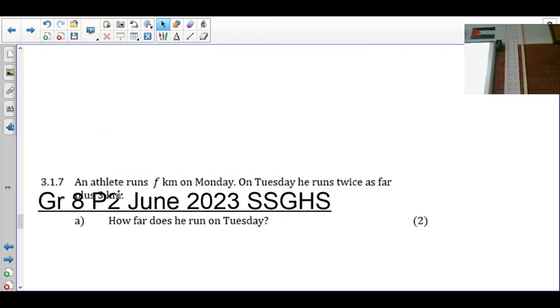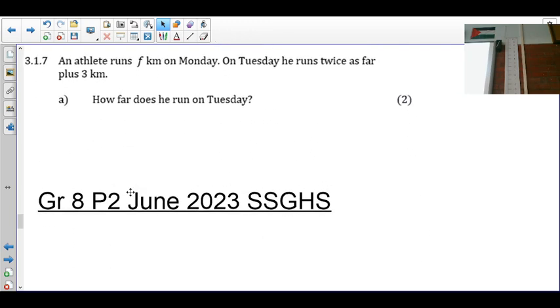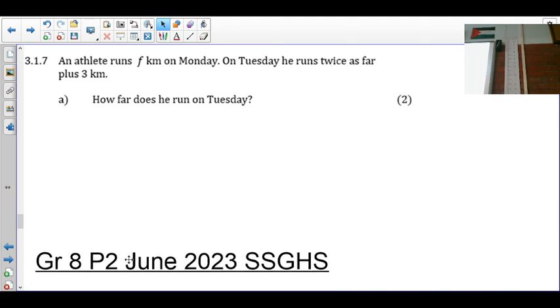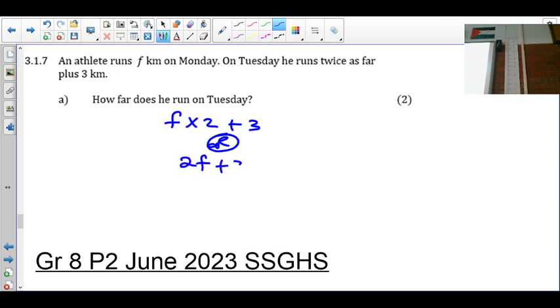The next one, 3.1.7. An athlete runs F kilometers on Monday. On Tuesday, runs twice as far plus 3 kilometers. So Tuesday is going to be twice as far, so it's F times 2 plus 3. This can be written as that or 2F plus 3.